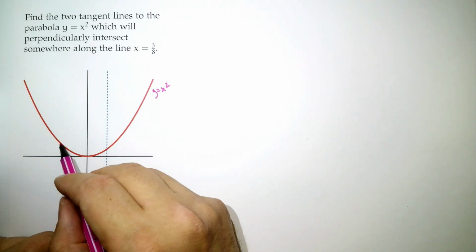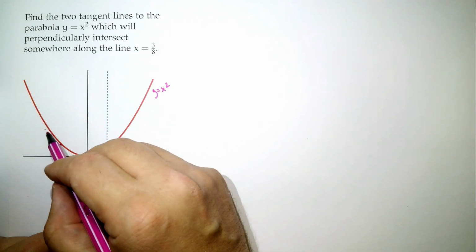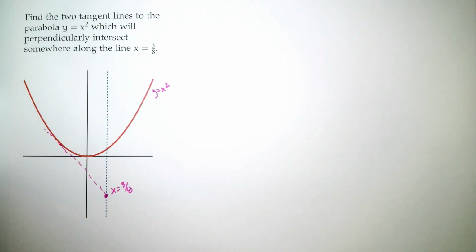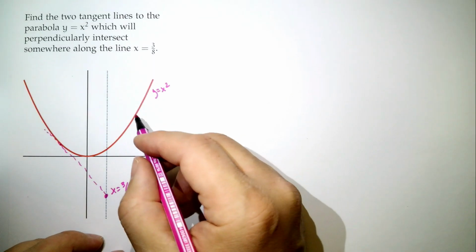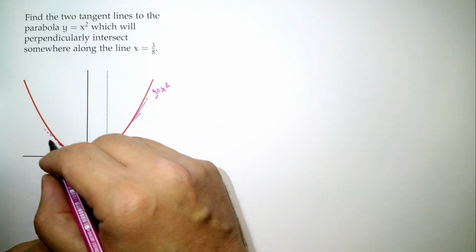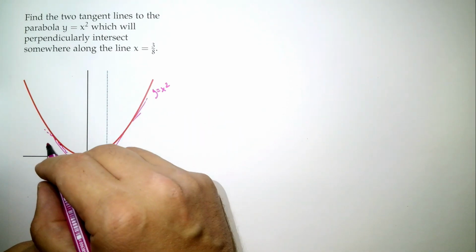Now what will happen is for any point you pick, there's going to be a tangent line, and any tangent line you pick, it's going to pass through x equals 3/8 at some point. So there's infinitely many tangent lines passing through x equals 3/8, all over the place. And they're really sort of coming from two different sides.